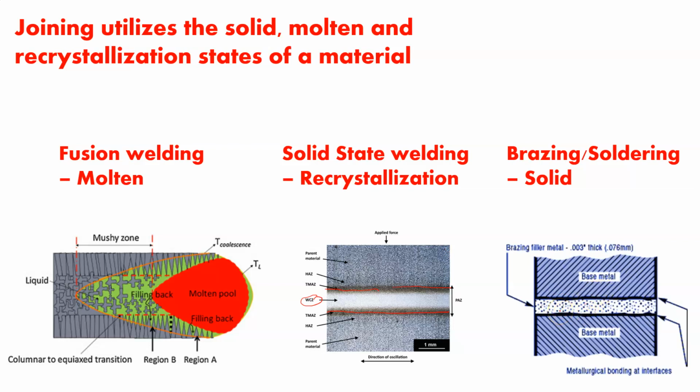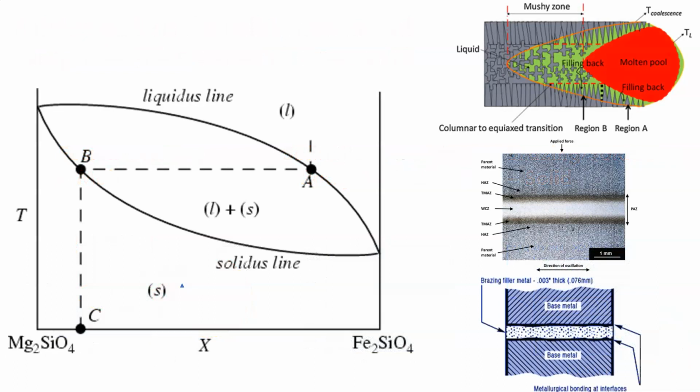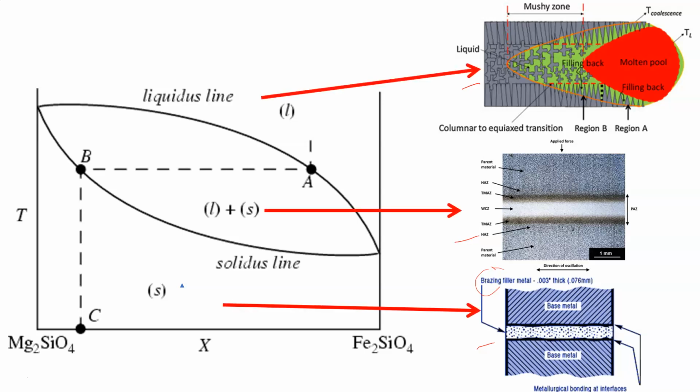So if we look at these different types of processes, here at the top you've got fusion, solid state, and brazing and soldering. This diagram is specifically about brazing, but they're very similar processes. And here is where they land on the phase diagram. You can see that fusion welding brings the metal up to a molten temperature, and it cools down, and the crystals reform, and that gives you your joint.